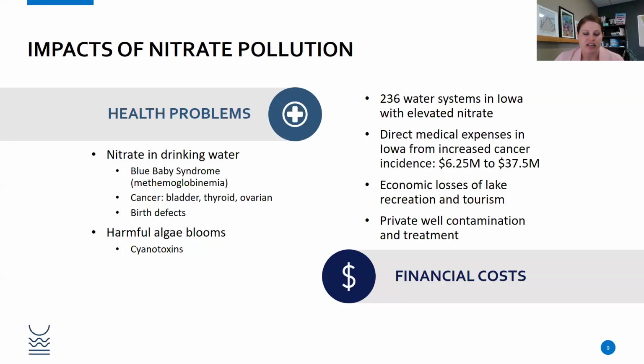But there's more and more evidence that nitrate is also linked to long-term low exposure impacts such as bladder, thyroid, and ovarian cancers. It's also been linked to birth defects. And then, of course, nitrate and phosphorus can also lead to harmful algae blooms, which when they occur in our surface waterways, can produce cyanotoxins that are harmful to human health.